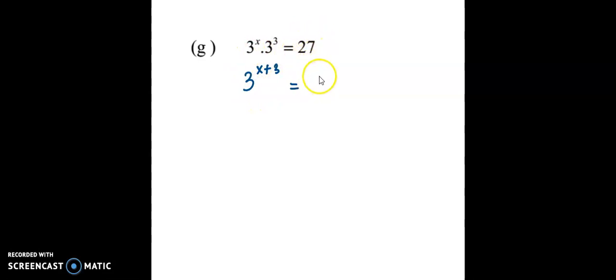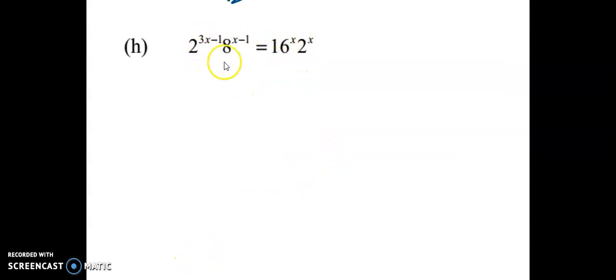And 27 can always be changed to the base of 3, that is 3 to the power of 3. So now you already have the index numbers on the left and right with the same base. Now to solve for x, you just compare the powers and solve for x, which equals 0.